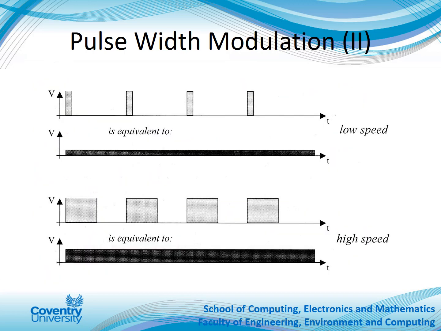Here's an example. Here we have relatively small pulses, as you can see, with large gaps in between them. This is equivalent to a low voltage output, which will give you a low speed. Here you've got much wider pulses, with a smaller gap in between, so this is equivalent to a higher speed signal, or high voltage.